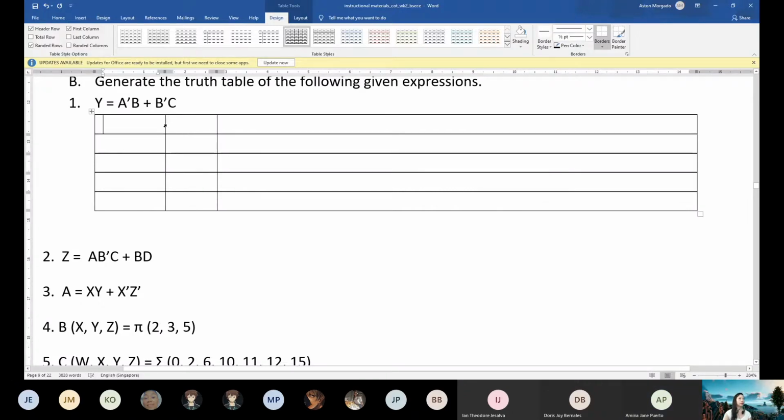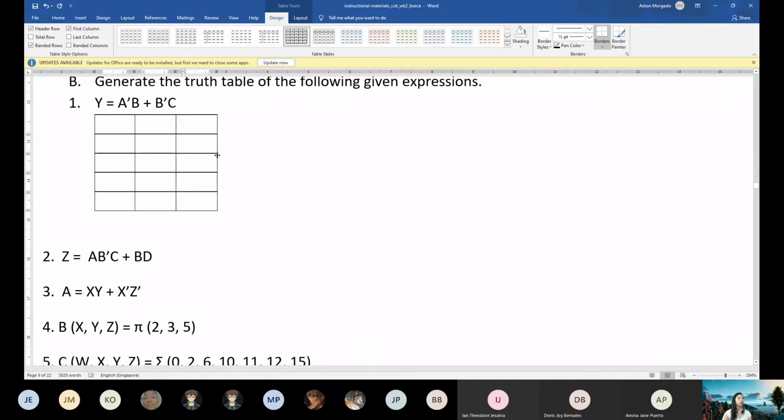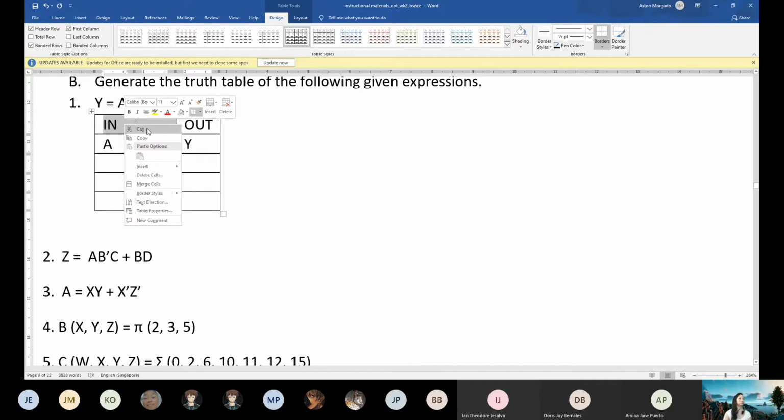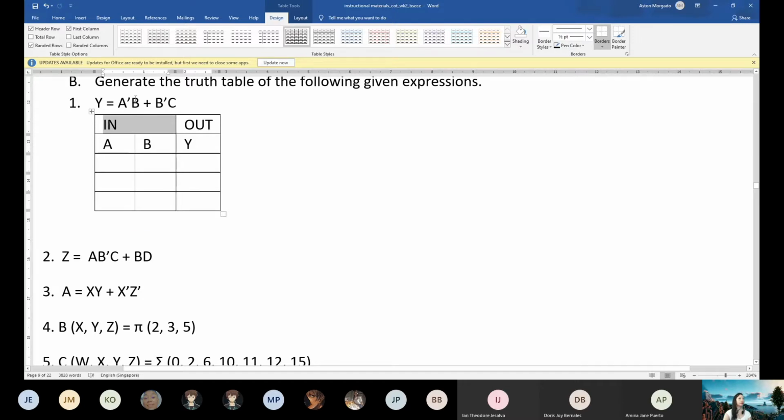Nalalaman na agad, di ba? Unang tingin pa lang sa equation, you already know. Okay, it's obvious, no? So, we have A and B as your inputs, and Y as the output. So we have inputs in, then you have the output. Okay, so we have two inputs, A and B, one output Y.